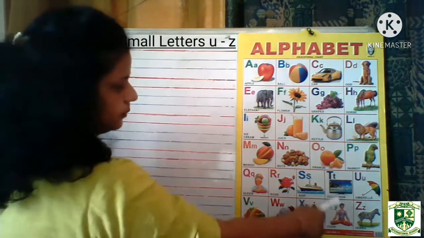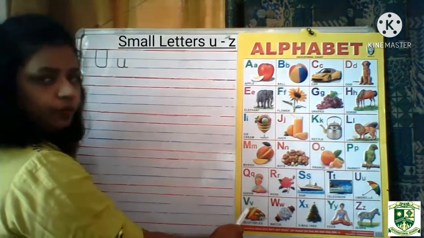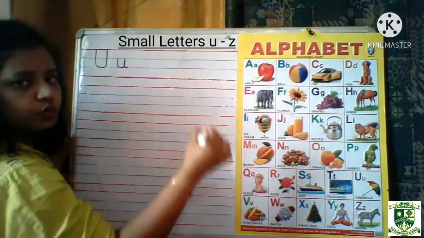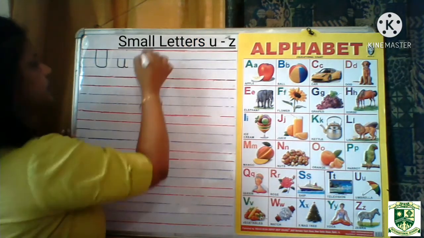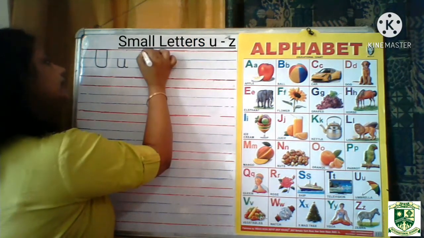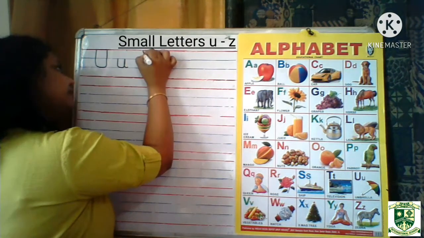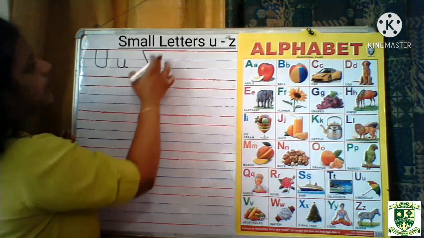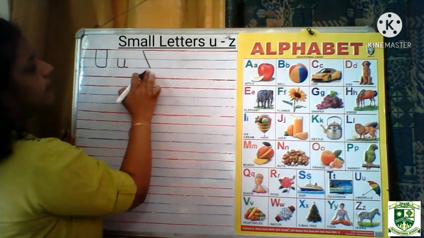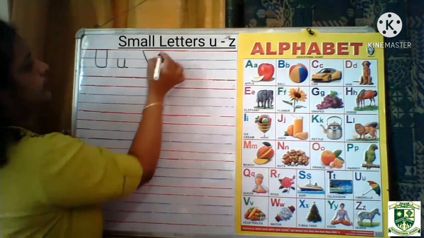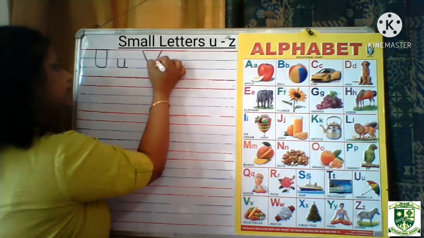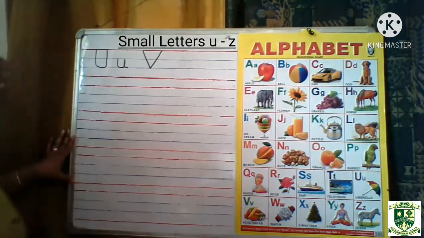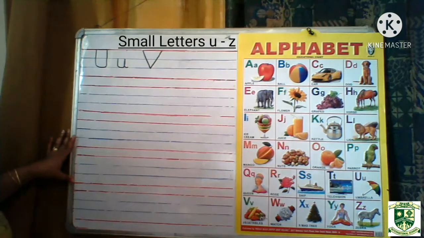Now after u, what comes, children? V. How will we write V? Now we'll make two slant lines opposite each other. The first slant line will start from the red line till the second blue line. The other slant line will be opposite to this slant line and will meet at this point. So another slant line like this, meeting the first slant line on the second blue line. This is how we'll write capital V.